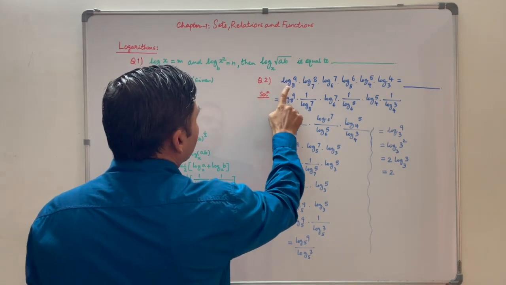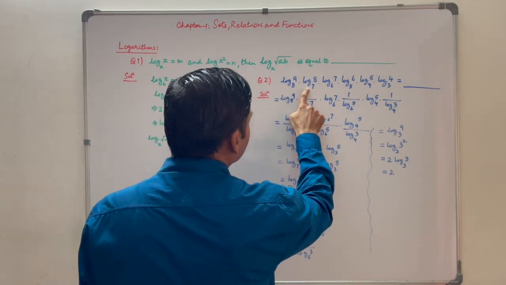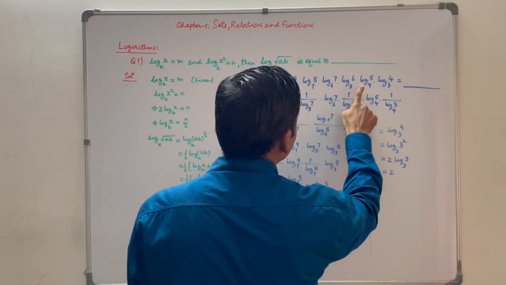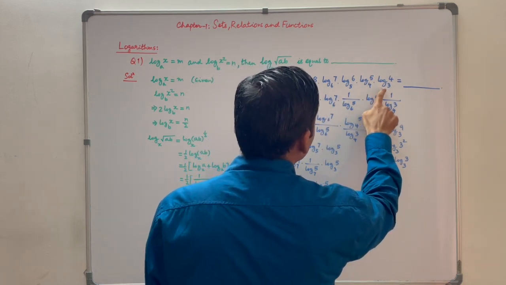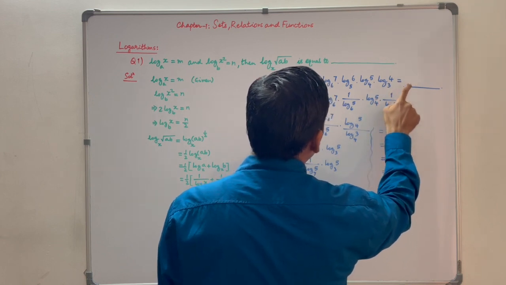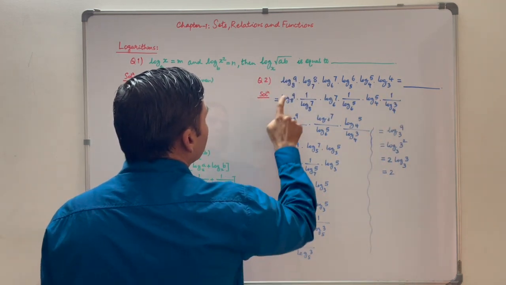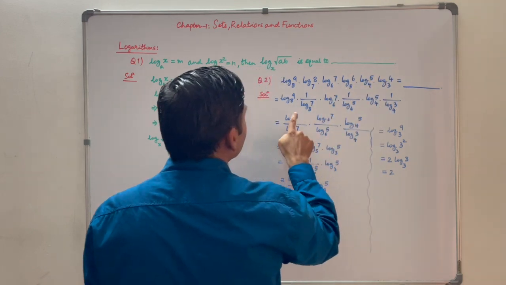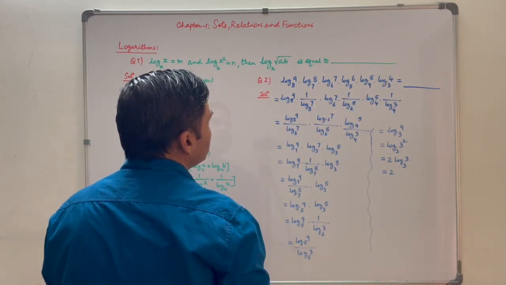Second question: log 9 to the base 8 into log 8 to the base 7 into log 7 to the base 6 into log 6 to the base 5 into log 5 to the base 4 into log 4 to the base 3 is equal to what? Notice here that one's base is other's number. So we can apply base changing theorem here.